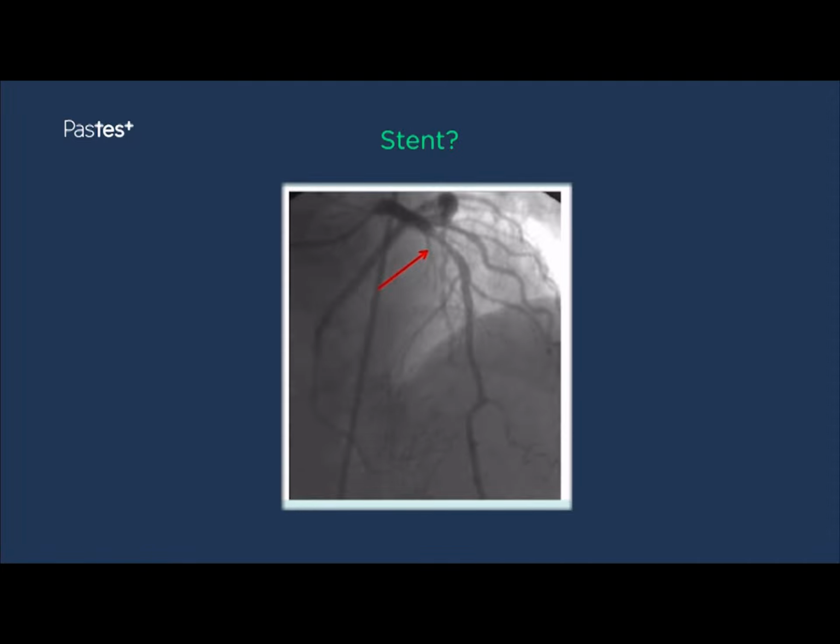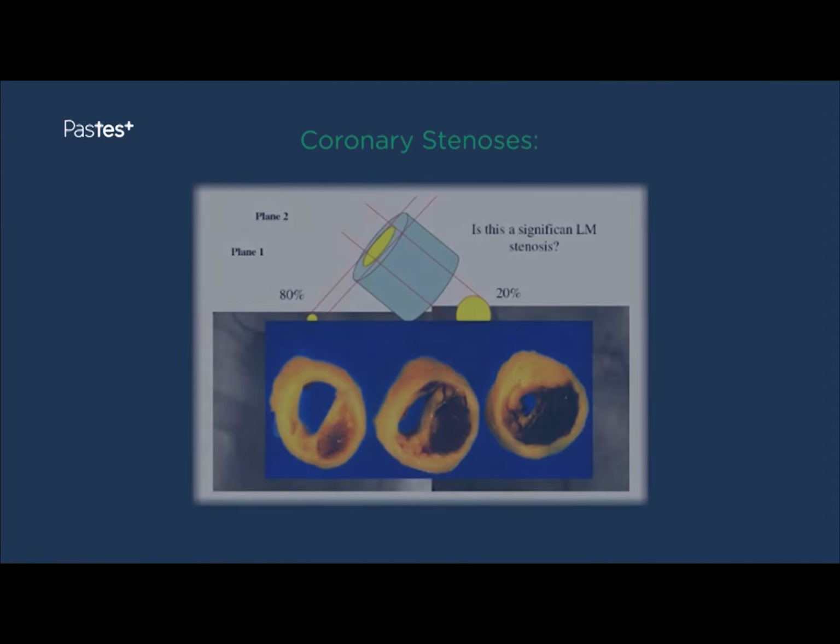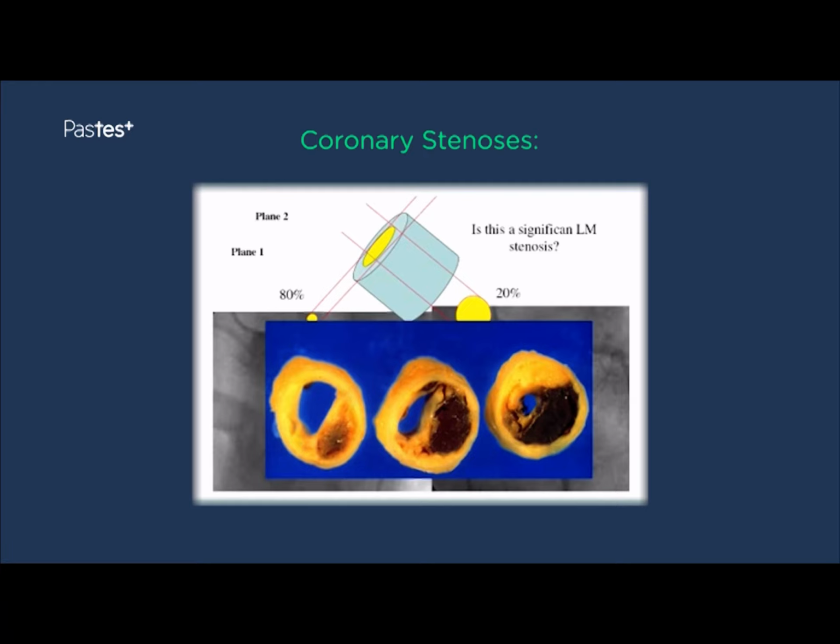Now, one of the reasons for this is, of course, the physics of fluoroscopy. We're essentially taking a three-dimensional structure of the heart, and we look at it in two planes. And here you can see the problem on the slide. At the top, you see we're cutting the coronary angiogram slide in two planes. If we cut it down one plane, it looks like the artery only has a 20% stenosis. If we cut it down the other plane, it looks like it has an 80% stenosis. So which of these is correct?